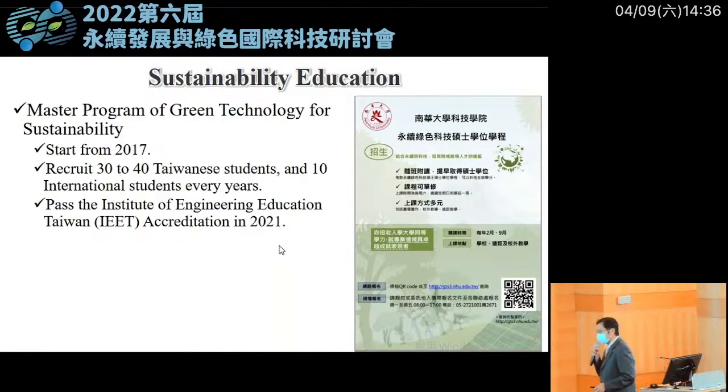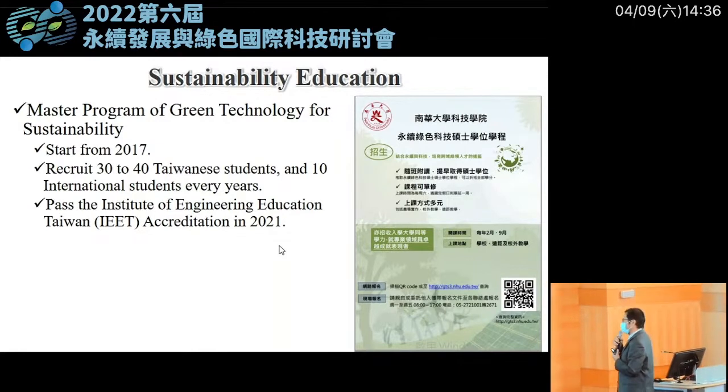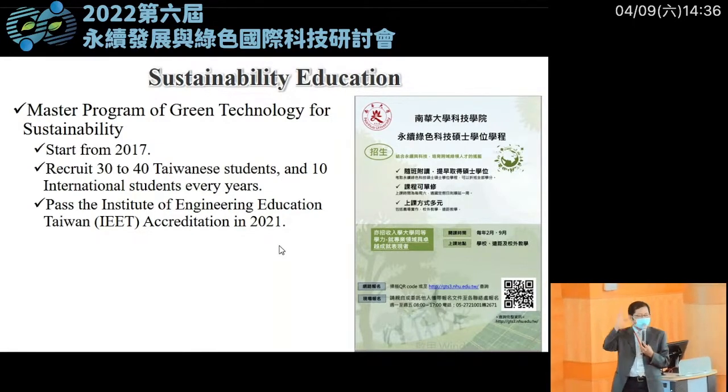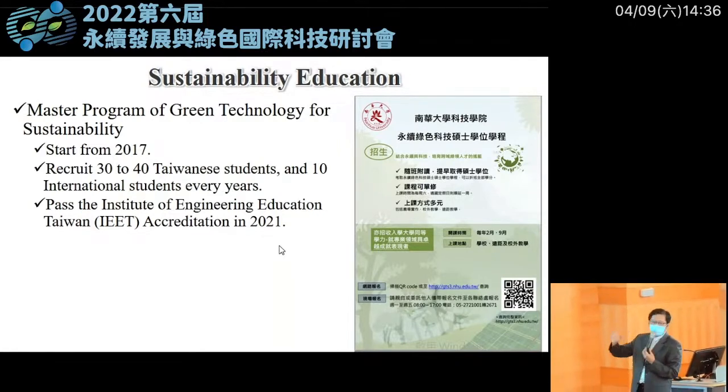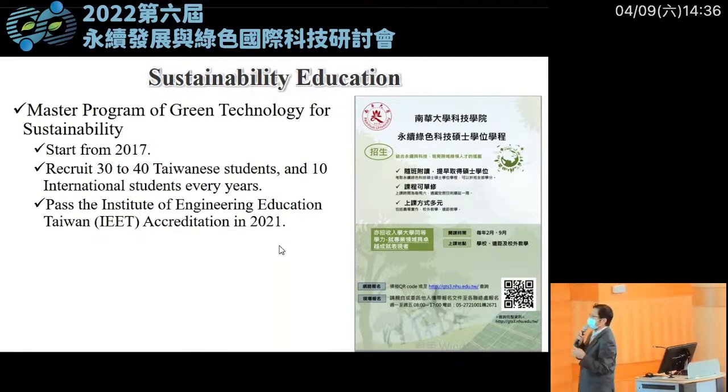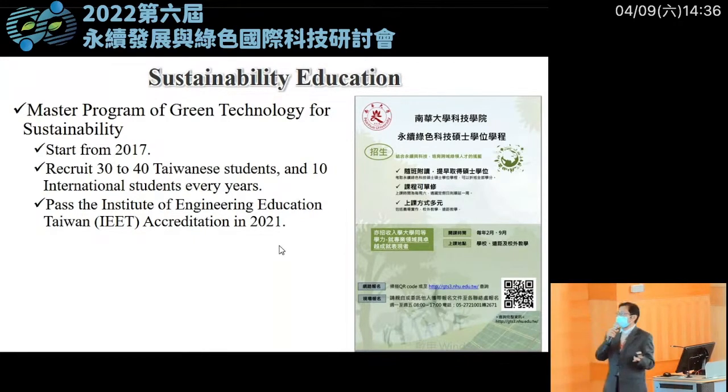So 6 years ago, Professor Chen Sixiong set up a master program on our campus. Now every year we have almost 50 students in our department, including 10 international students and 40 local Taiwanese students. And last year we passed the IET accreditation. The IET is the Institute of Engineering Education Taiwan. We got the accreditation for 3 years.